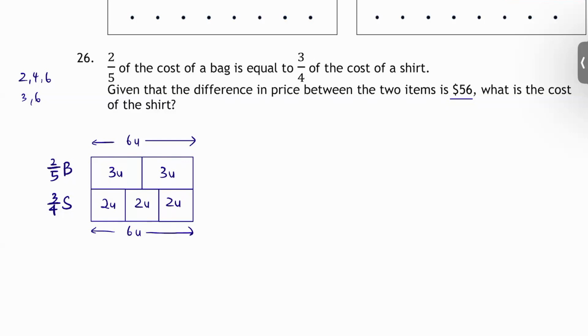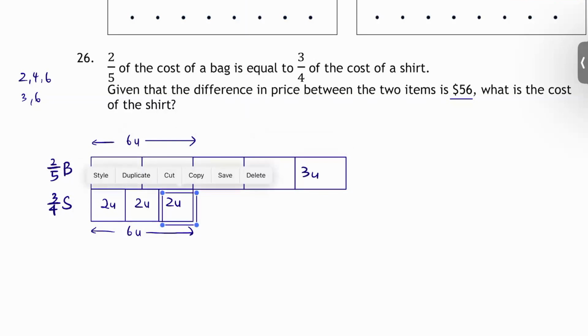So if I build on the model and I want to find 5/5 of the bag, right now it's 2/5 of the bag. So this is 2/5, I need it to become 5, and each of these will be 3. This is 3/4, I need to turn it into 4, and each of these will be 2 units. So what you will notice now is that I have all of the bag and all of the shirt.